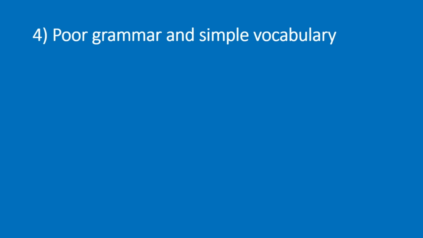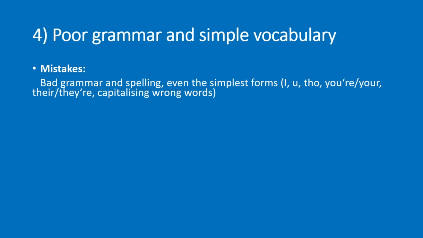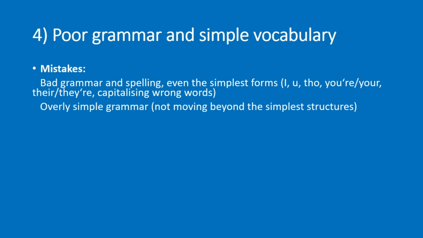One of the most common and very jarring mistakes is bad grammar and spelling, especially when it comes to very simple forms, like capitalizing your I's, the way you spell the second person pronoun you, homonyms, and capitalization. Even if correct, simple grammar is simply not enough at this point. You need to move beyond the simplest grammar structures and show your knowledge of advanced tenses and sentence structures like conditionals, passives, cleft sentences, and reported speech.